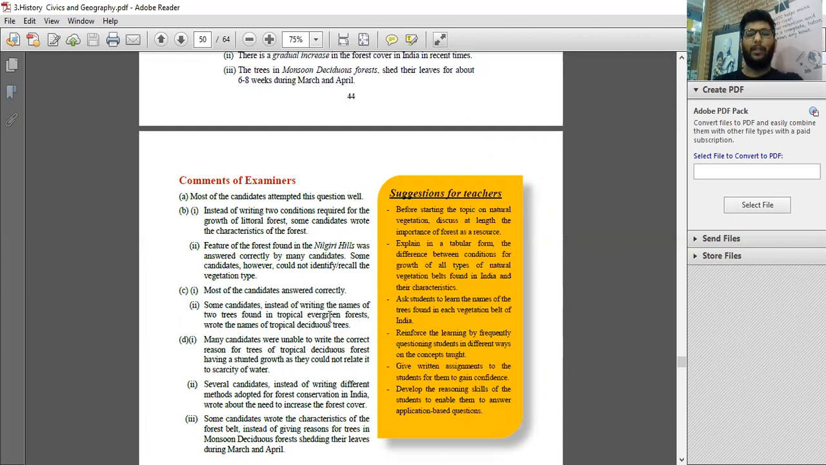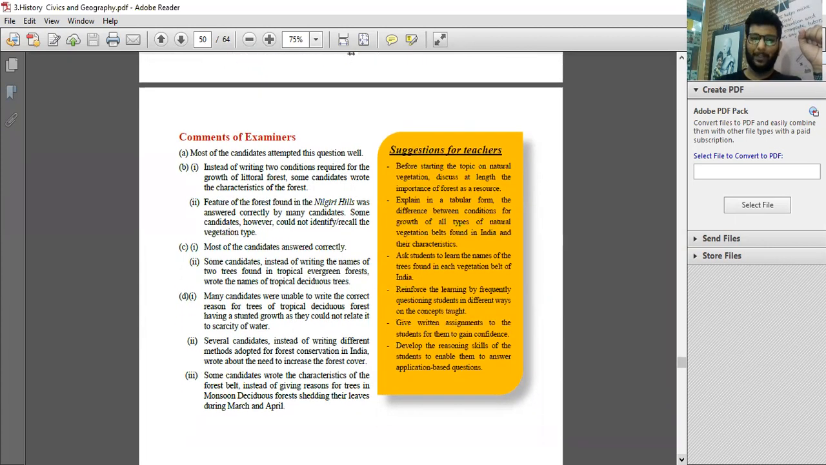Again, when it comes to writing the names of the trees, tropical evergreen forest, tropical deciduous, be careful what has been asked and accordingly write it down. Many candidates, of course, will be able to write down the correct reason why the trees are tropical deciduous in nature. Why is it stunted growth? What is the reason for it? So be careful with the correct reasons that are mentioned and what is required for you to answer. Again, when it comes to forest conservation of India, at least remember the methods being utilized and adopted, as they will play such an important role for you to answer, right?